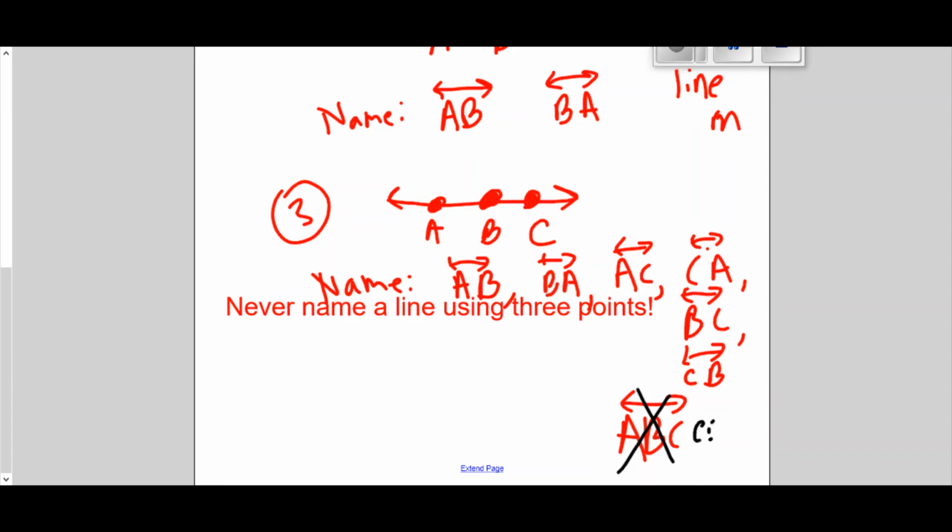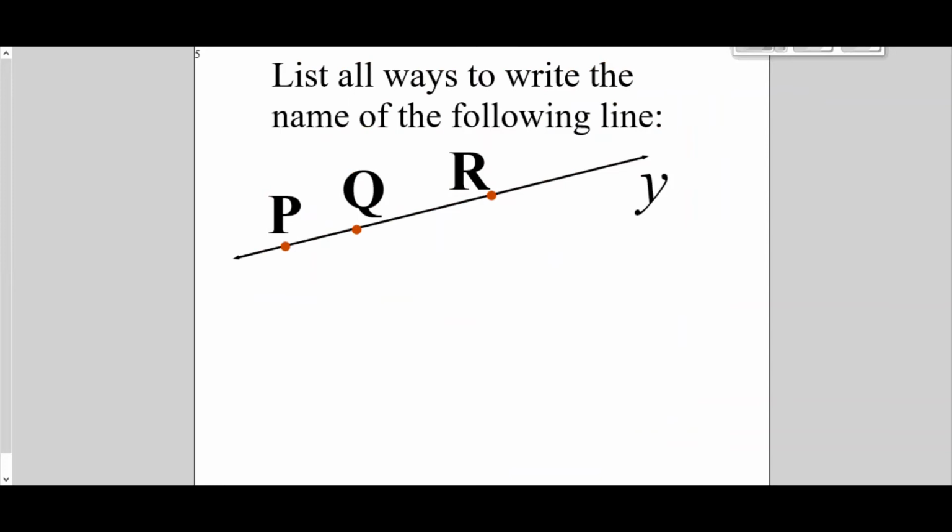So you cannot use 3 letters to name a line. So you can't use this because it has 3 letters. As an example, I want you to give us a try, list the ways that we could name this line. So it's got 3 points on it, P, Q, R. So give this one a try, pause the video, and when you unpause it, I'll have the solutions for you.